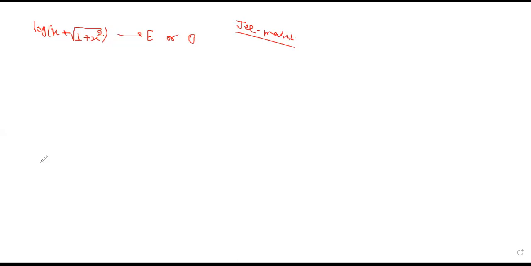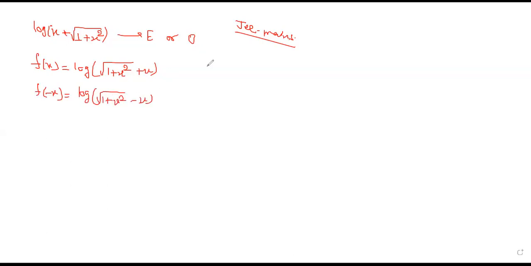Okay, I am solving this. Let f(x) equal log of square root of 1 plus x squared plus x. f of minus x is equal to log of square root of 1 plus x square minus x.